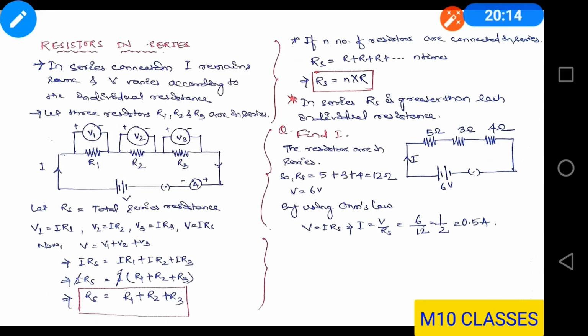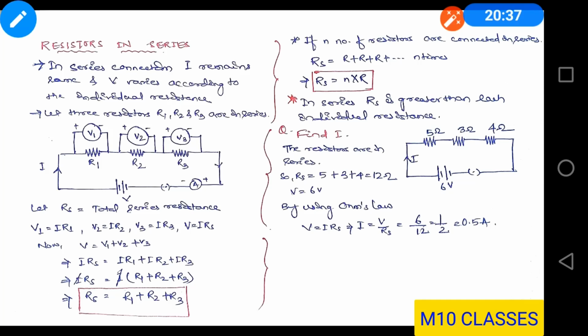Now we'll go for the combination of resistances. Resistances might be kept in series or in parallel. Okay. Now these are important questions, and the derivation of the total equivalent resistance for series connection and parallel connection may be a 3 mark question that usually comes in the exams. Now let us see.